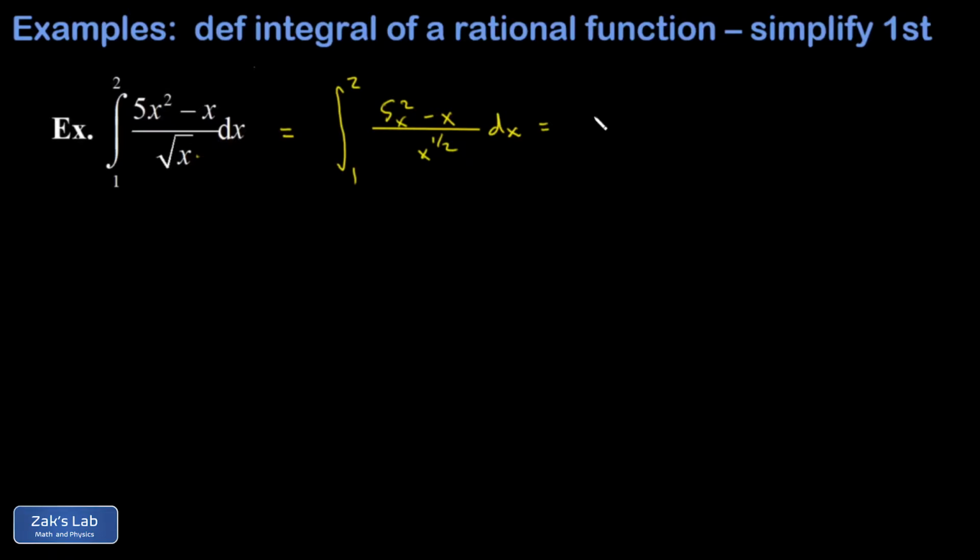Now I can split up my two terms, and the first one becomes a 5x squared over x to the 1/2, and I just subtract the exponents. That gives me 5x to the 3/2. In my second term, I end up with an x over x to the 1/2. I subtract exponents, and I get x to the 1/2.